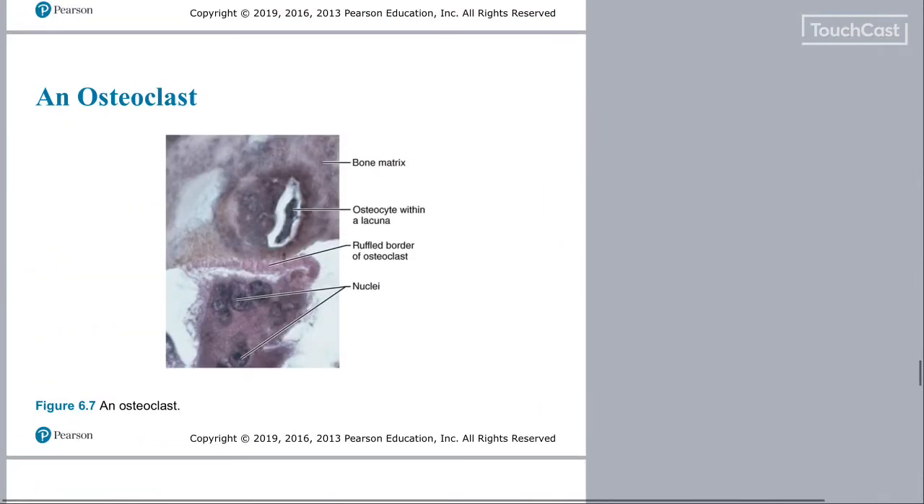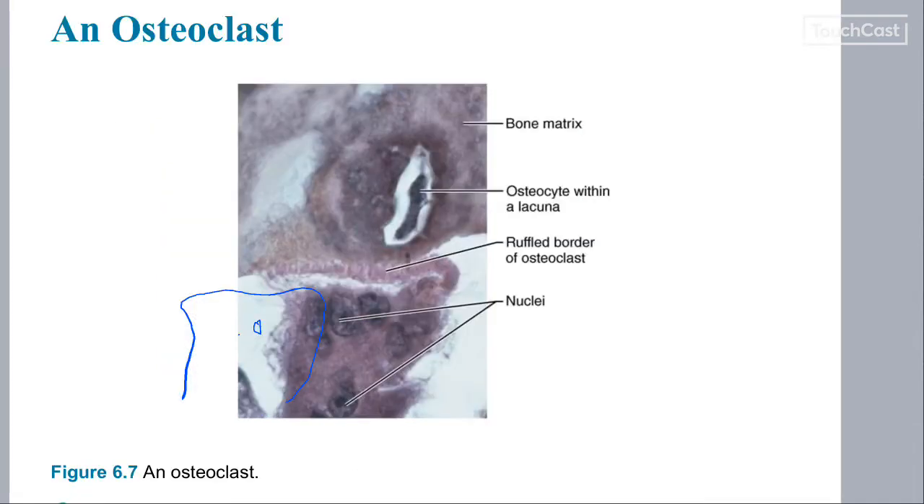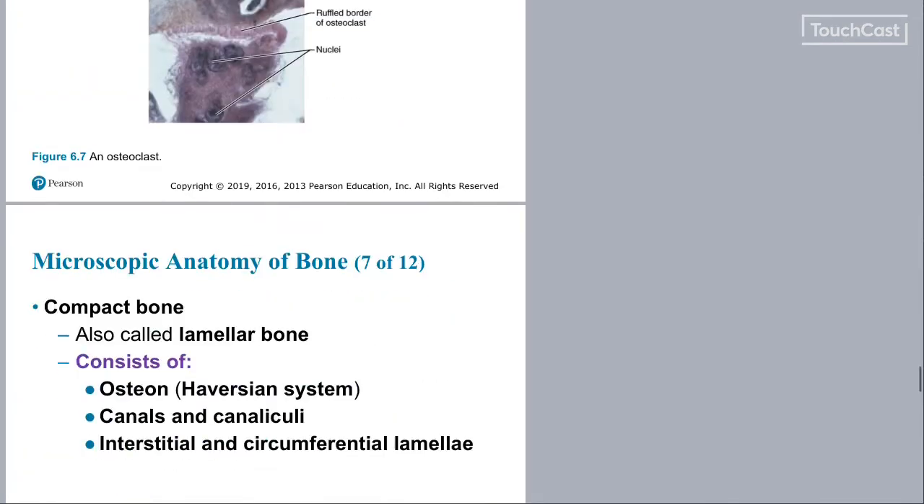Okay, so if we see one under a microscope, this is the actual osteoclast right here. So lots of nuclei inside of there, and then you can see here's the ruffled border. So it's going to go across the surface of the bone here and degrade it and kind of eat up that tissue. And here's our osteocyte, so the mature cell sitting in its little lacunae, and you can see those projections coming off from it.